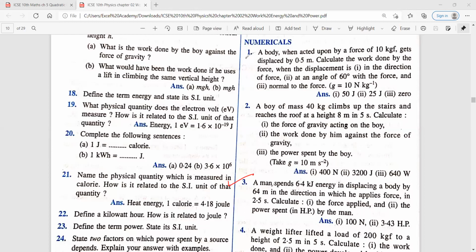Question number 3. A man spent 6.4 kilojoule energy. You have to convert into joule first of all. In displacing a body by 64 meters, that is displacement, in the direction in which he applies the force. So theta is 0, that is work done is positive, in 2.5 seconds. This is time. Calculate the force applied. Second, the power spent in HP by the man.